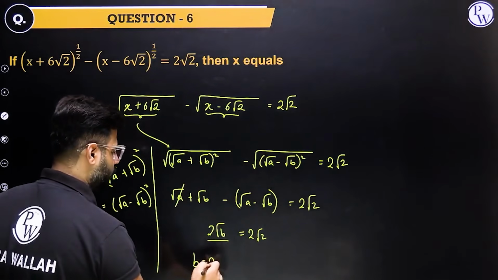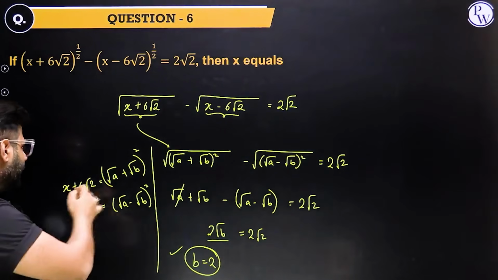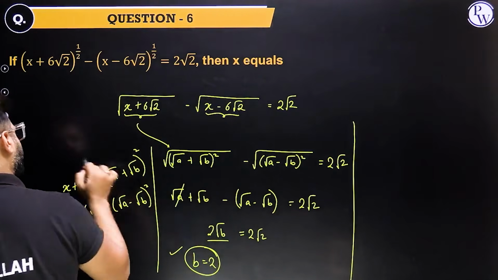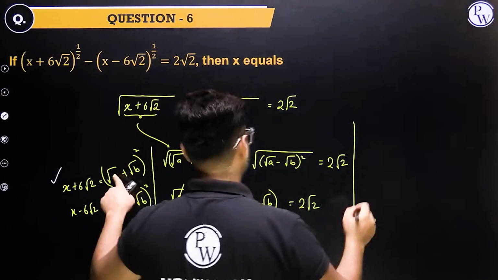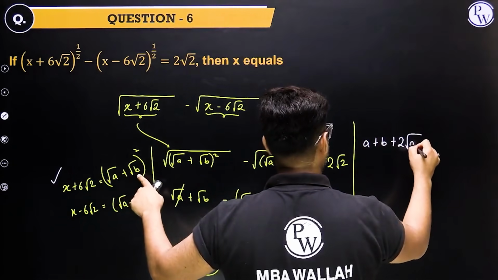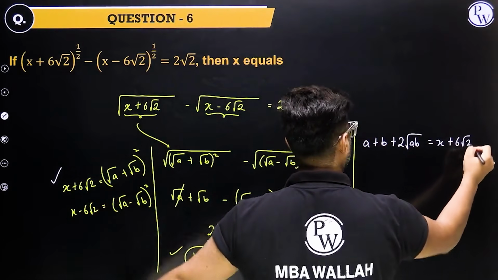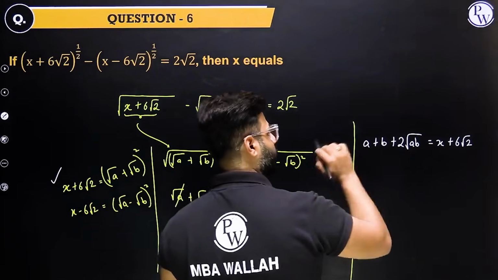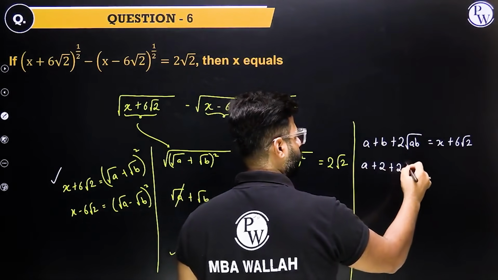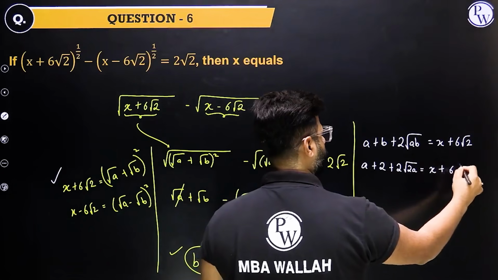Clearly, I get b as 2. Sorted. One variable we already know, the second we'll get from here. What we have assumed is that root a plus root b square is x plus 6 root 2. Let's square it up. It is a plus b plus 2 root ab equals x plus 6 root 2. What do you know? b is 2. So this is a plus 2 plus 2 root 2a equals x plus 6 root 2.